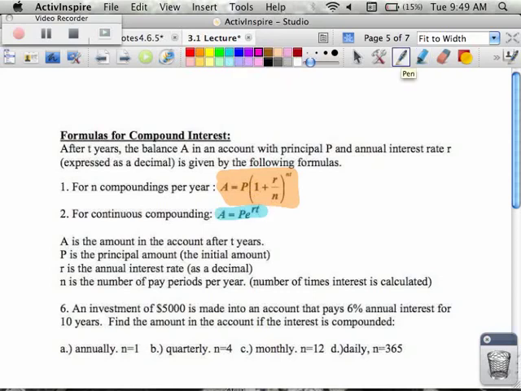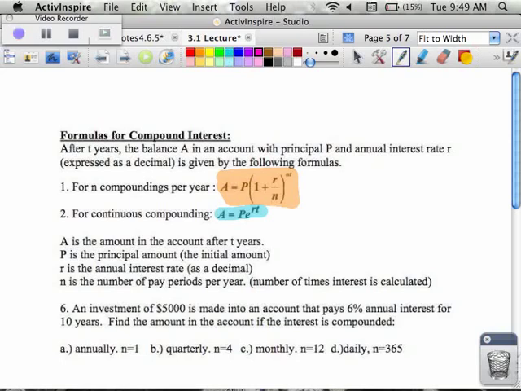I call it the PERT formula because it looks like PERT, P-E to the R-T. And in this slide, you will see that they talk about what each of the different letters mean. For example, A is the amount that you get out of your account after so much time. P is the principal. That means how much money you invested. R is the annual interest rate. And N is the number of pay periods per year. Quarterly, monthly, 12, daily, 365 on a non-leap year, and so forth.